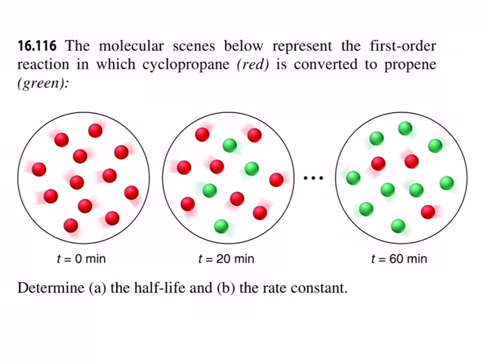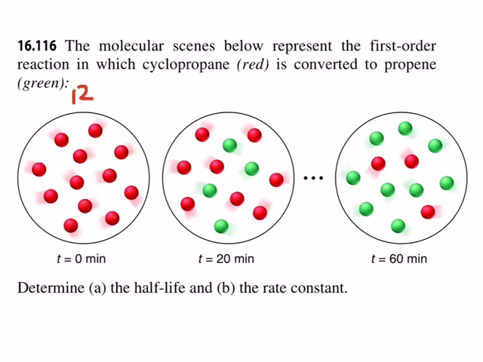Another conceptual question. The molecular scenes below are first-order reactions in which cyclopropane, the red particles, is converted to propene, the green particles. Well, if we do some counting, we need a half-life and we need the rate constant. So if we do some counting, we had 1, 2, 3, 4, 5, 6, 7, 8, 9, 10, 11, 12 particles to begin with that were red.